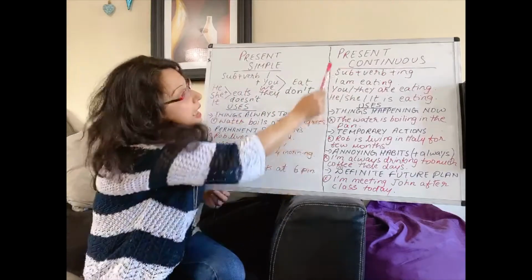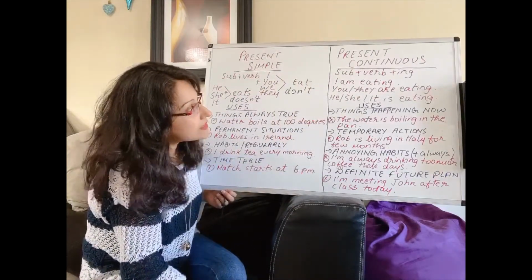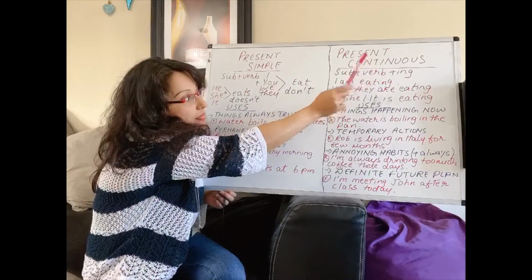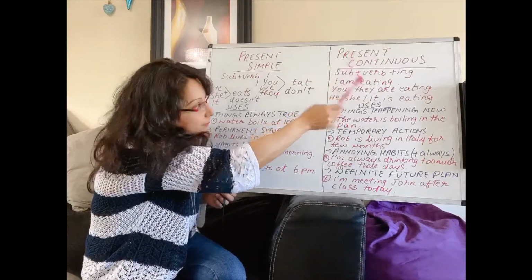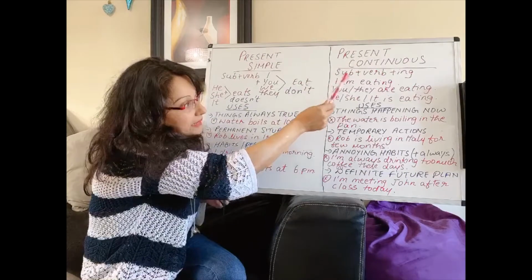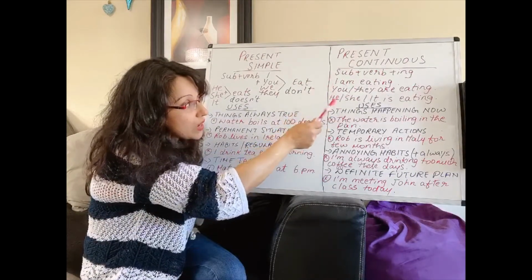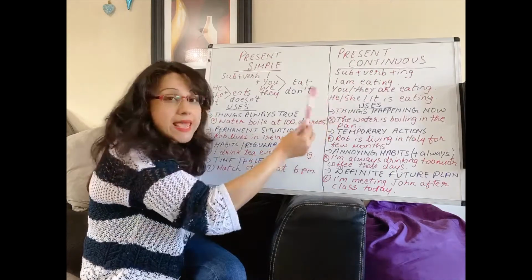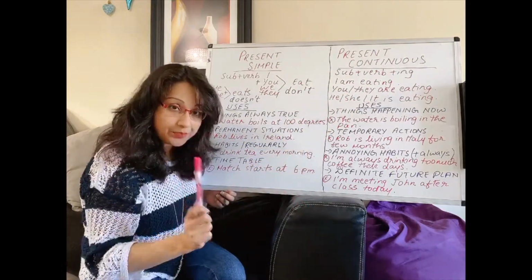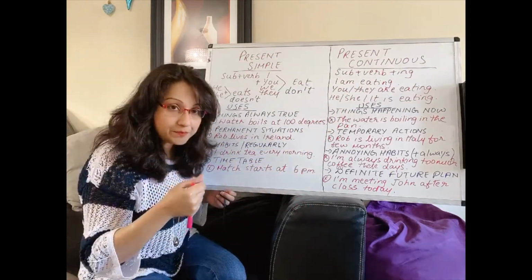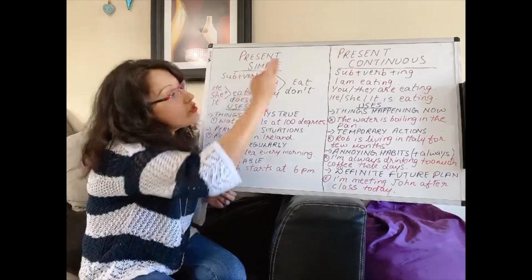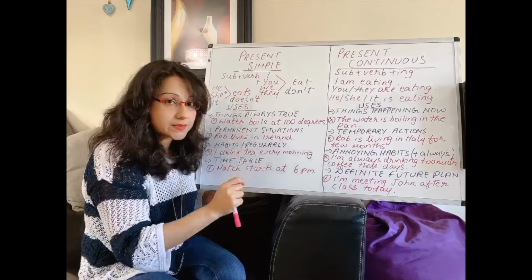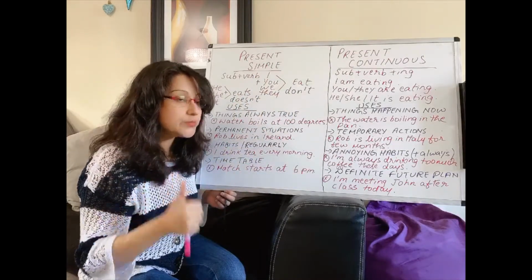When coming to our present continuous tense, we need our subject, we need our verb to be, and then we need the verb with ing. Like, I am eating, you, they, we are eating, and he, she, it is eating. That is how we form our present continuous. Is it okay? So far so good?